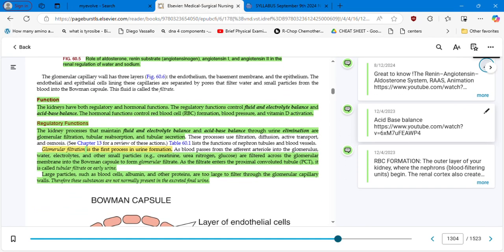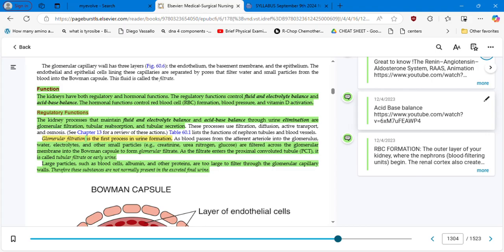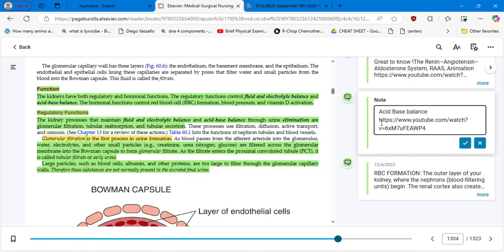Now we have the function. The kidneys have both regulatory and hormonal functions. We know that, right? The regulatory functions control fluid and electrolyte balance and acid-base balance. The hormonal functions control red blood cell formation, blood pressure, and vitamin D activation. Again, the hormonal functions of the kidneys control red blood cell formation, that is your erythropoietin, blood pressure, and vitamin D activation. Okay, so now let's review your acid-base balance video.